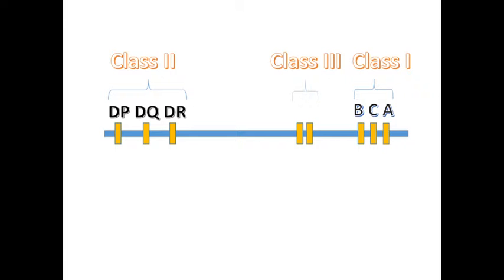Now MHC is also polymorphic. What is polymorphism? Polymorphism means there are multiple alleles that can be present for each gene in the population. If you take the example of B, it can have multiple alleles in the population, for example B1, B2, B3, B4 till B200. Similarly for C, C1, C2, C3, etc., and similarly for A, A1, A2, A3, A4, etc.